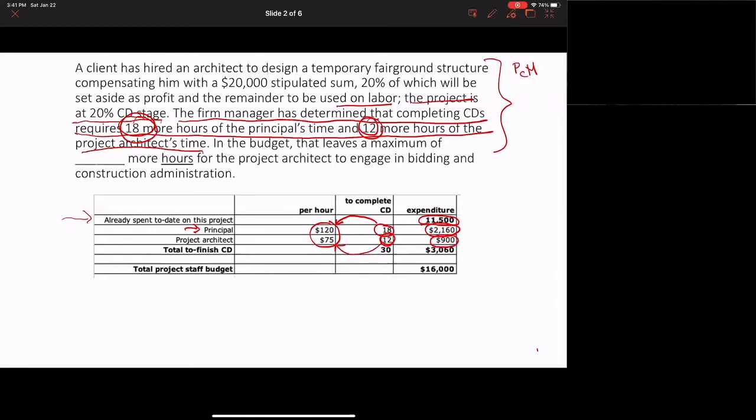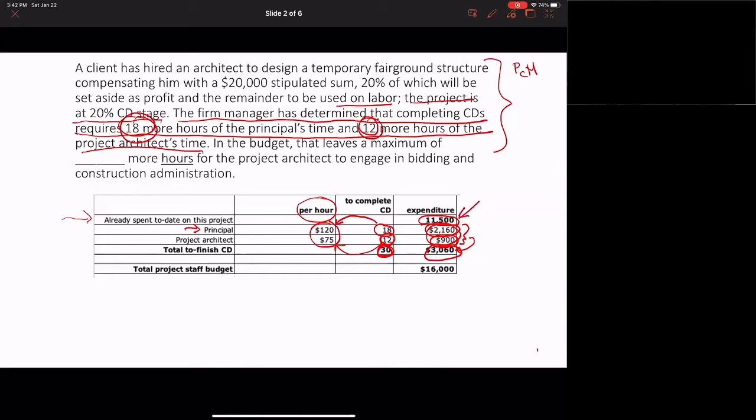And of course, this per hour is what we're charging the client and what we're internally using to figure out how much time we have. But in reality, it's quite likely the project architect is making something less than $75 an hour. It's also added these two up, albeit in a little bit of a confusing way. So we have 30 total hours to finish CDs, and that's $3,060. That's the addition of these two. So we've already spent $11,500.